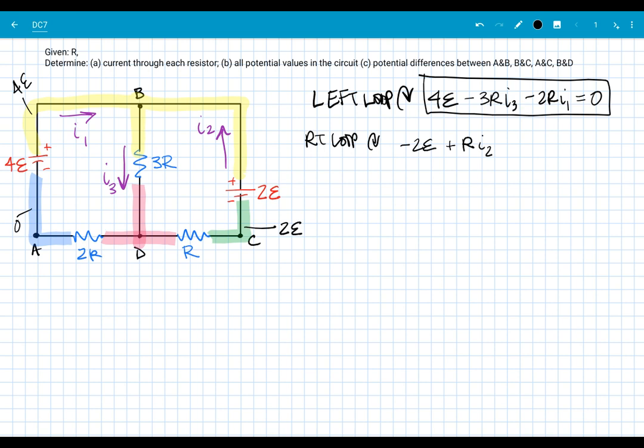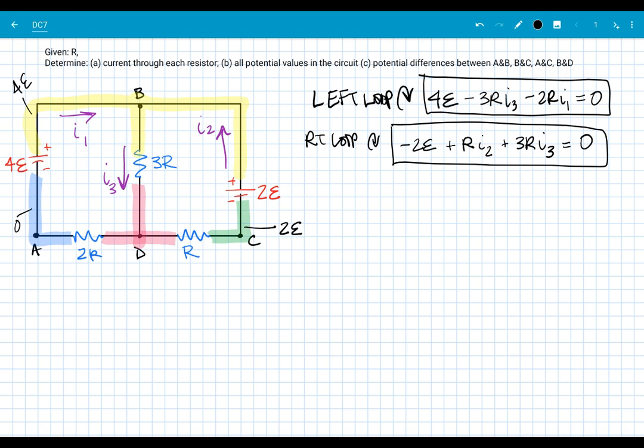And then when I go up through the 3R resistor, I'm going against the current. So again, I'm stepping up here. So that's 3R, and the current that goes through the 3R resistor is I3. I'm back to where I started. I can say equals 0. That's my second equation. I have 3 currents, so I need 3 of 3 unknowns, right?